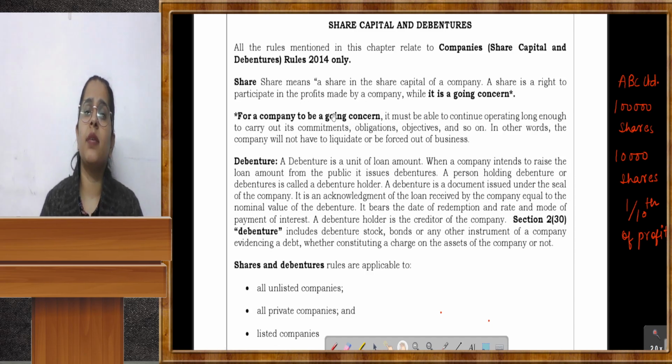Now they have told you what is the meaning of going concern. In simple words, the company will not have to liquidate or be forced out of business. The company will not liquidate, will not shut down in the foreseeable future. This is the assumption taken in the case of every company until and unless there is compelling evidence which shows us that the company is going to shut down in the future. Except in that case, in all cases we will assume that the company is a going concern and it will not shut down in the near future, right?